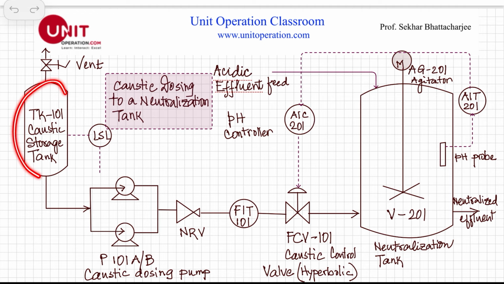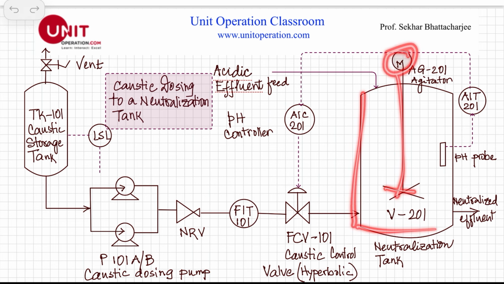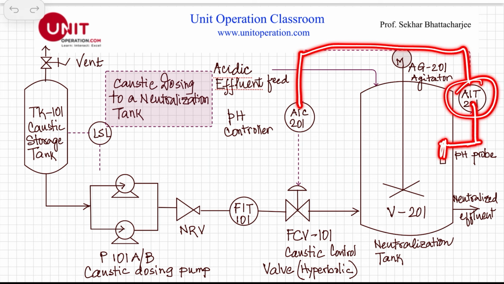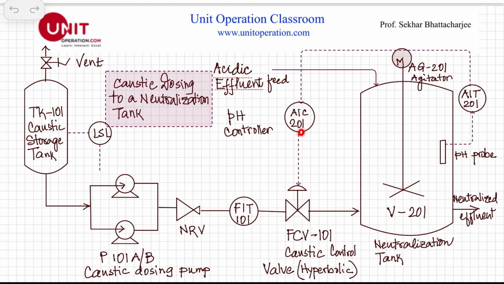So this is the caustic storage tank. Of course, we have a vent here. This is the neutralization tank. This is the starter, this is the motor here. And here we have a dual caustic dosing pump. This is a non-return valve. This is a flow rate indicating transmitter. This is, of course, an analyzing indicating transmitter. So it measures what the pH is, and correspondingly, this goes to a controller, analysis indicator controller, and that controls this control valve here. Okay.